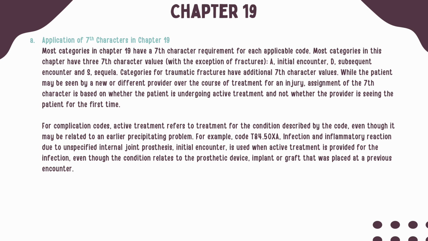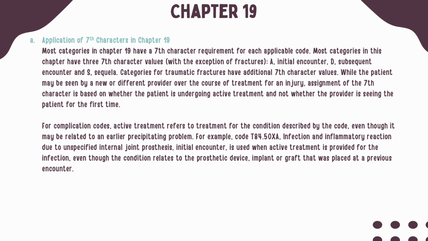In Chapter 19, most of the codes will have a 7th character requirement. The majority of the codes will have 3 7th character options, A, D, or S, but it's important that you check the available list for each code to confirm, especially whenever you have traumatic fractures. The 7th character is assigned based on whether the patient is undergoing active treatment, not whether the provider is seeing patients for the first time. We will go into more detail of the definitions on the next slide.